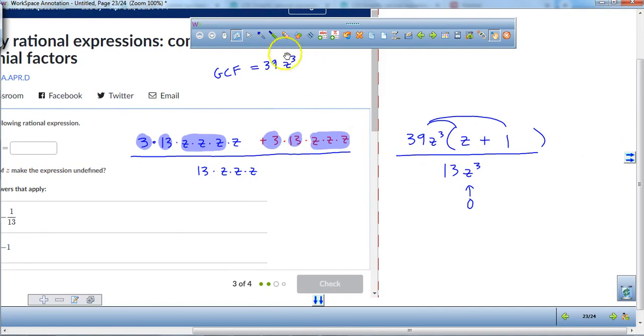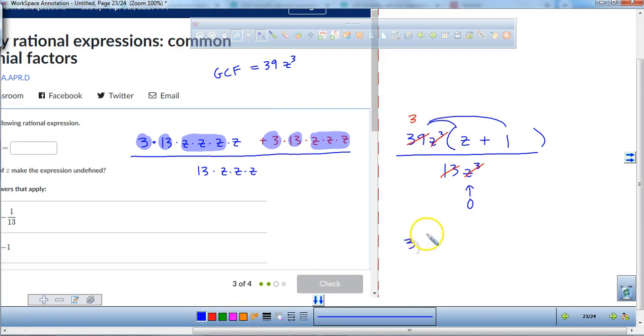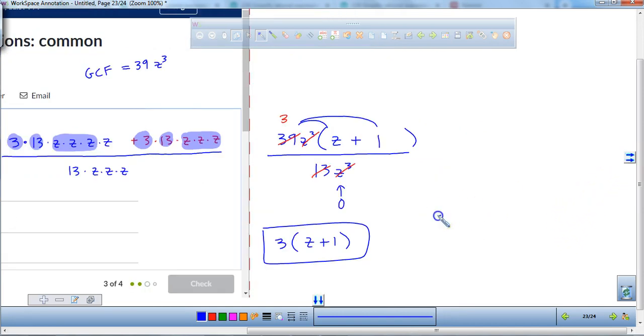And last but not least, now I just got to find what's divisible. 13 goes into 39 a total of 3 times. Z cubes totally cancel each other out. And here's what I'm left with: a 3 parentheses z plus 1. That's what I'm left with. Now, if you ever see they want it in what's called expanded form, if I expand this, that means I have to use the distributive property.